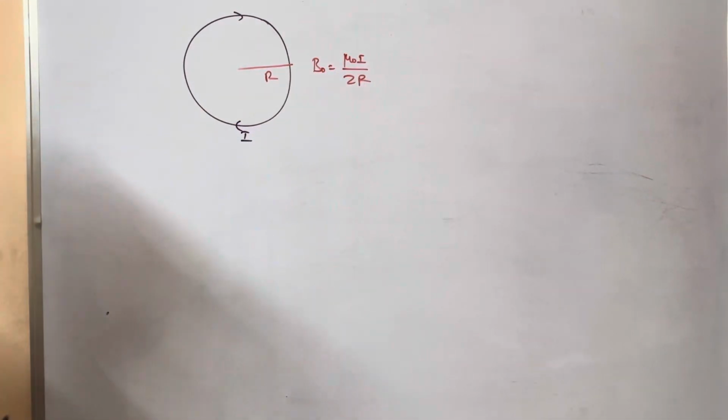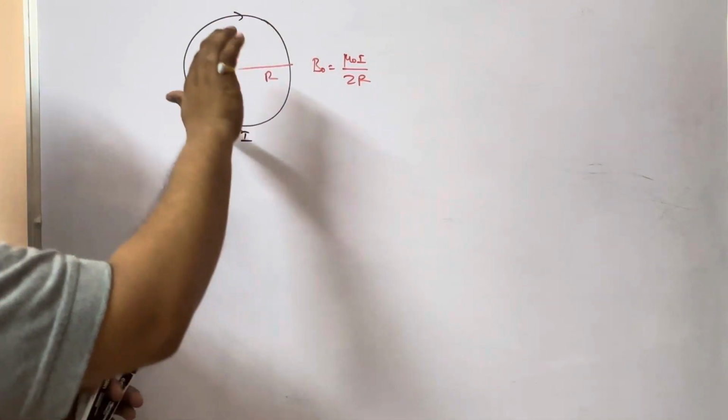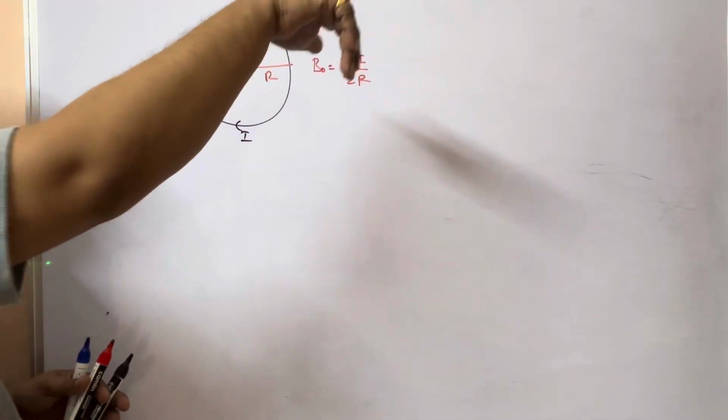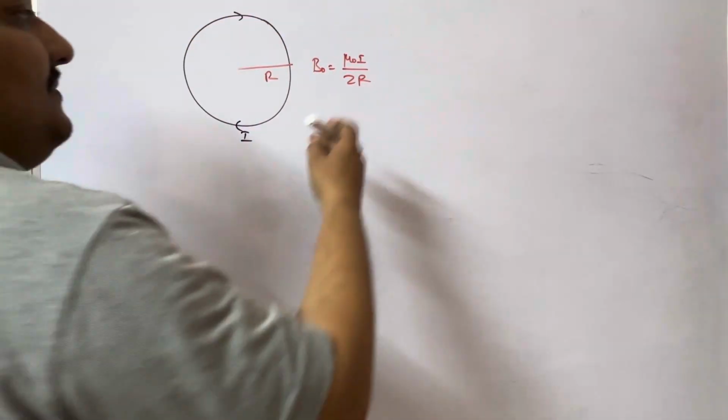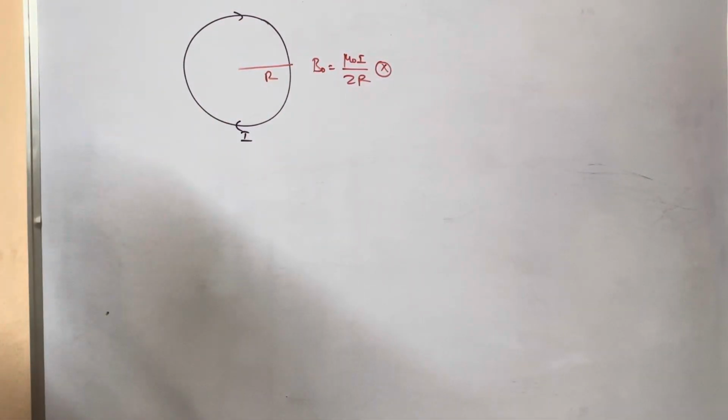So what is its direction? If you want the direction for a circular coil, I told you, take four fingers in the direction of current. The current is passing like this, so the thumb is into the board. Therefore, the magnetic field is into the board.